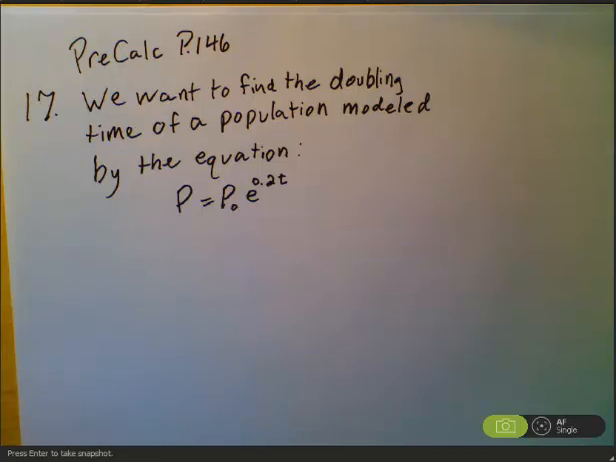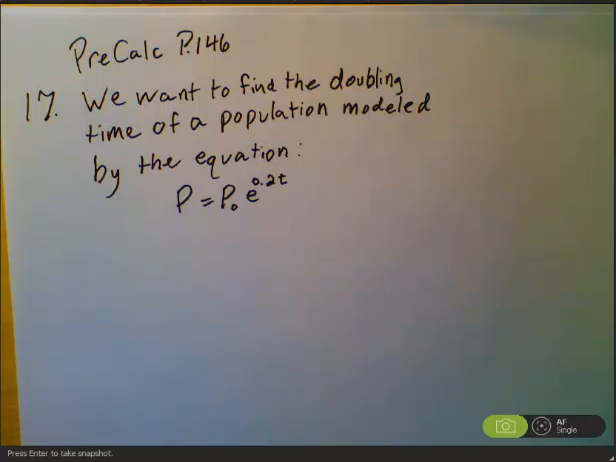Hi, in this video I'm going to explain number 17 on page 146 of the pre-calculus textbook. In number 17 we want to find the doubling time of a population that's modeled by the equation P equals P naught times e to the 0.2t power.